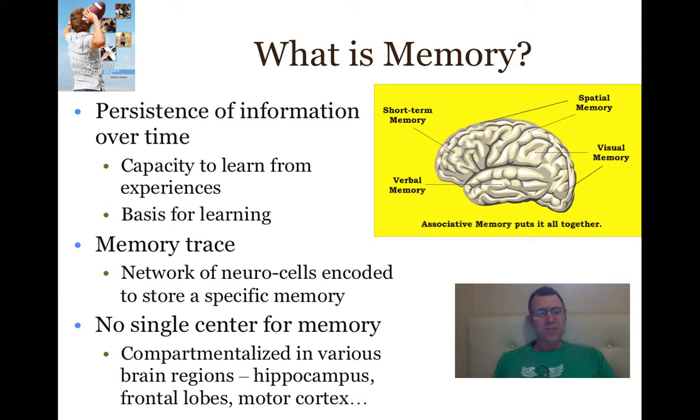It's also understood that there is no single center for memory, so memory is considered to be compartmentalized into various regions of our brain: the hippocampus, our frontal lobe, the motor cortex, which we've talked about. We'll talk a little bit about the hippocampus a little later in this discussion.